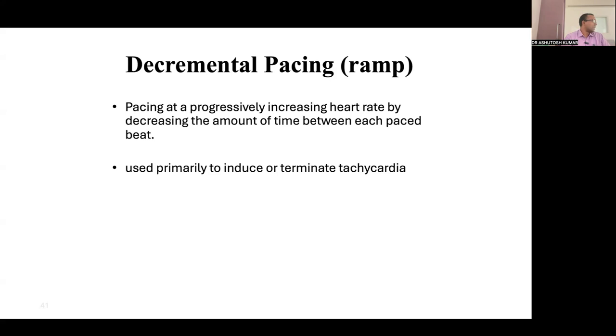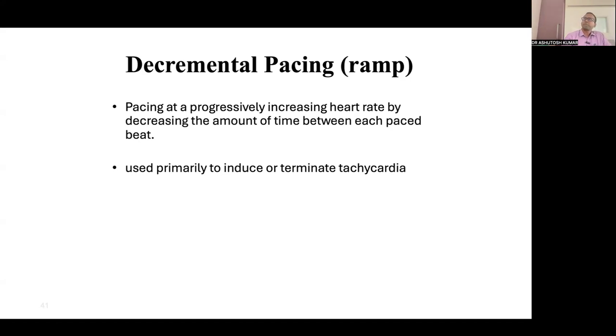We usually use incremental pacing: 300, 10 beats, 280, 10 beats, like that we reduce it. So 300, then gap, 200. This is going like a step. And this is a ramp, where all of a sudden it is increasing. Primarily it is used for induction and termination. Normally we don't use it, because atrial fibrillation and ventricular fibrillation can happen. That's why it is not a commonly used protocol.